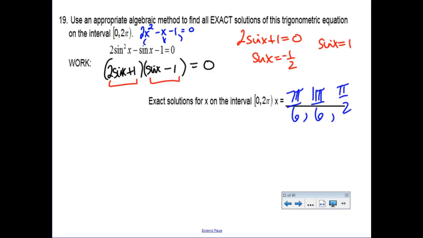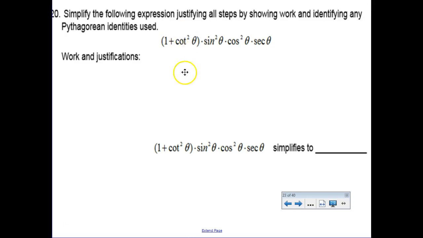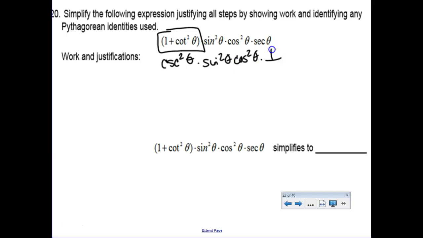Alright, moving along, the next question, more trig. So here we have to work through our identities. And 1 plus cotangent squared we can trade out for, and I always forget this one, so even I have to look this one up. Where is it? There we go. It's cosecant squared. And then sine squared we'll just leave for now. Cosine squared we'll leave that for now. And secant I'll go ahead and trade for a 1 over cosine. Now while I'm at it, forget cosecant squared. Let's call that 1 over sine squared.